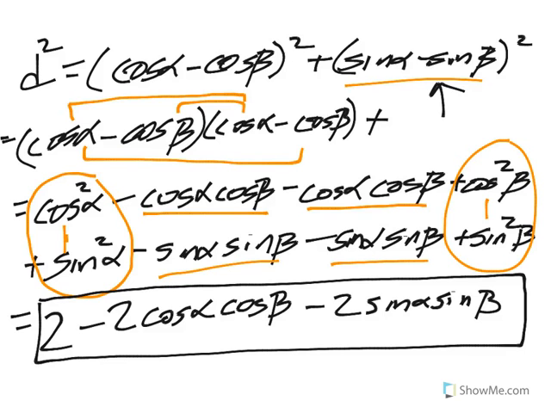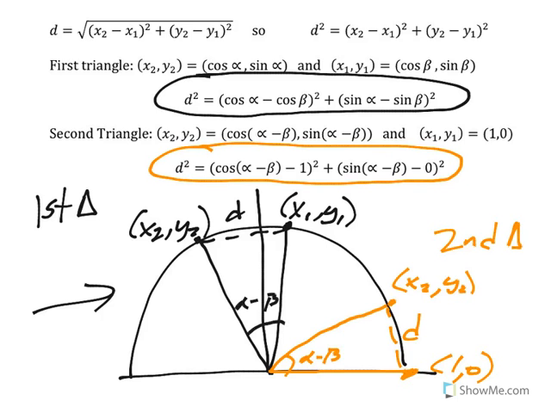So let's look at the other triangle, the orange one here. I'm going to do the work in black. For the orange one, d squared is the quantity cosine of alpha minus beta, minus 1, squared, plus sine squared of alpha minus beta. Let's look at how that simplifies. Hopefully it simplifies as well. So we're now looking at the second triangle.